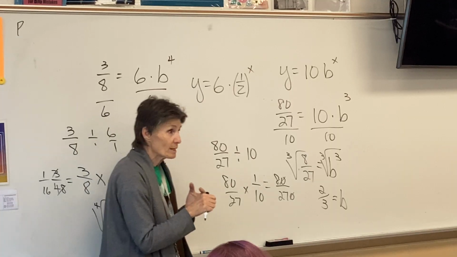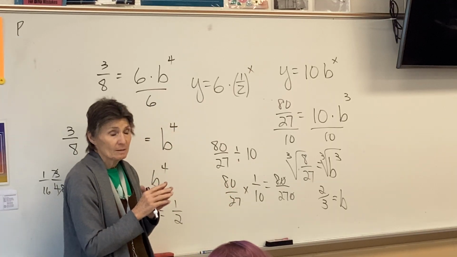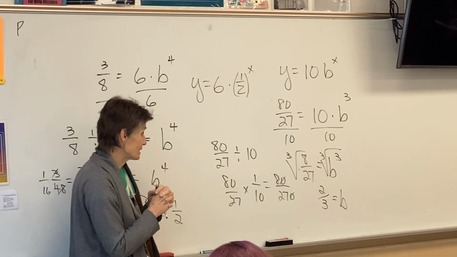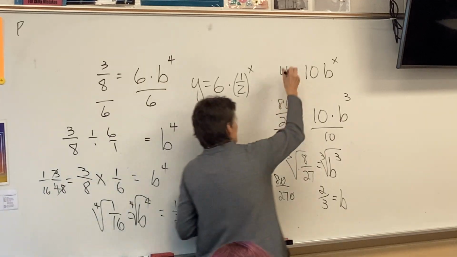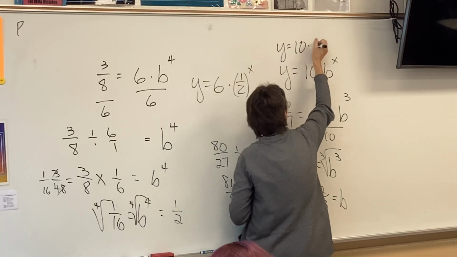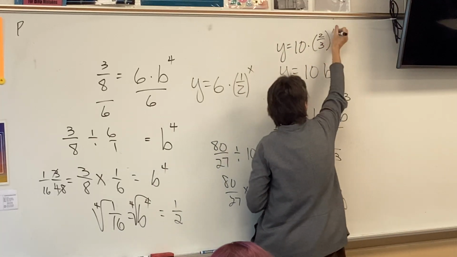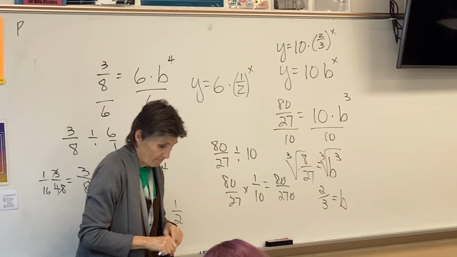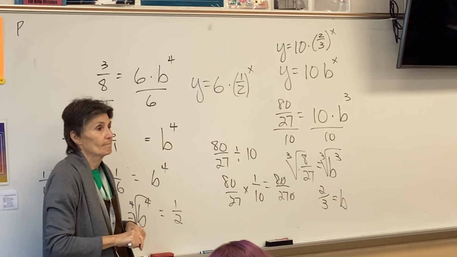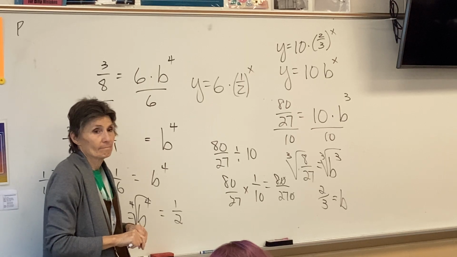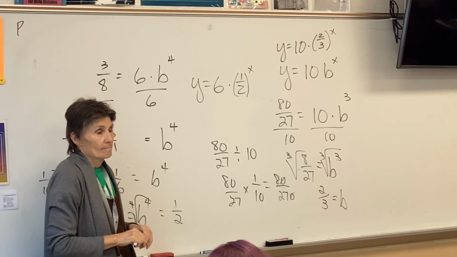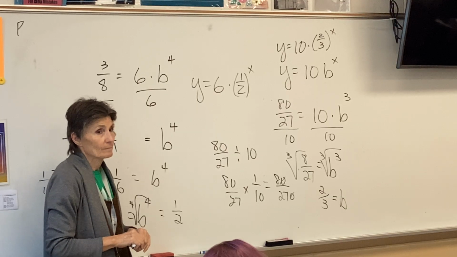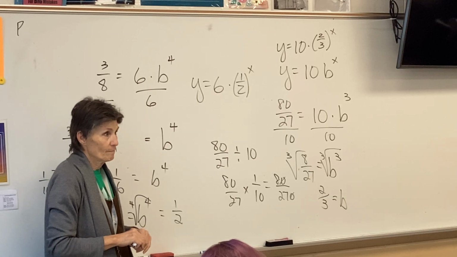Guys, I'm not gonna give you crazy wacky stuff, okay? 2 cubed is 8. 3 cubed is 27. All right, so my final answer is y equals 10 times 2/3 to the x. Okay? Got it so far? Yep.